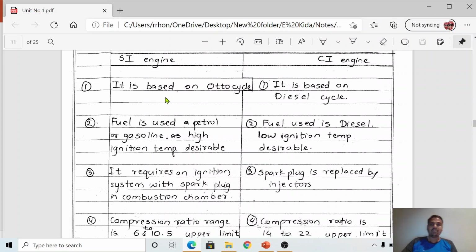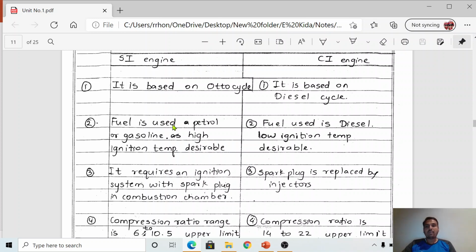So the first difference, we know, SI engine is totally based on the Otto cycle. SI engine is nothing but a petrol engine. Whereas in the case of CI engine, meaning diesel engine, this engine is based on the diesel cycle. This is the basic difference, as we already discussed the Otto cycle and diesel cycle in detail. SI engine always works on the Otto cycle and CI engine always works on the diesel cycle. So this is the first basic difference between SI engine and CI engine.